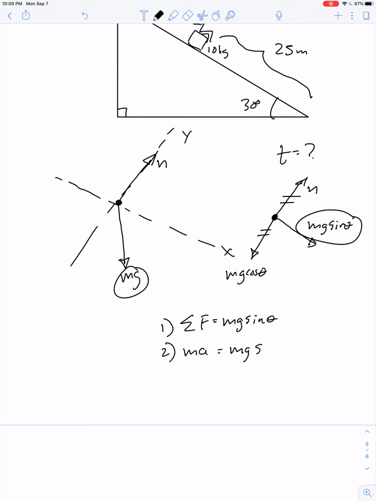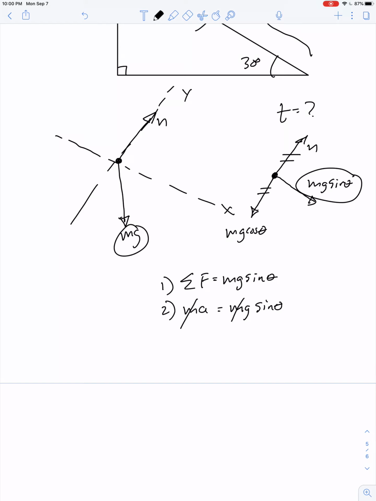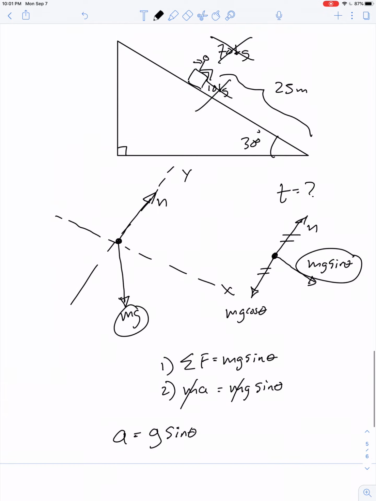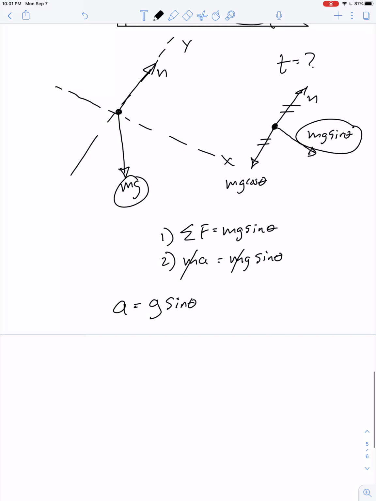So if the net remainder force is mg sine theta, but net force according to Newton's second law is the same thing as ma, then again, there's a red herring here. We don't really need to know the 70 kilograms or the 10 kilograms because mass cancels out on both sides of the equation. So once again, we've rederived the formula that for the case of zero resistive forces, an object on an incline accelerates at a equals g sine theta. Now 30 degrees is a convenient angle because it's the special angle for which we know the sine of theta off the top of our heads. It's 0.5. So here the acceleration is 9.8 meters per second squared times 0.5, which gives us 4.9 meters per second squared.